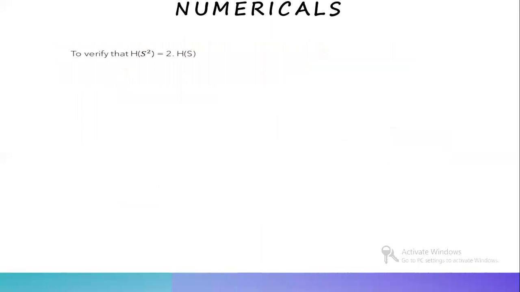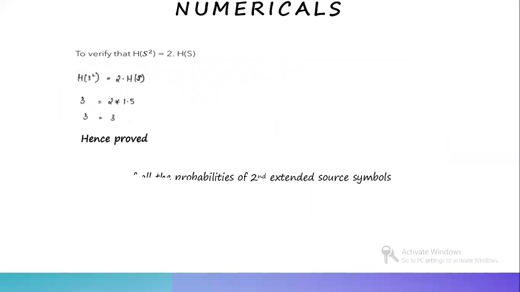So how do you prove it? H of S square equals 2 into H of S. We know the values of H of S square and H of S. So substituting those values, H of S square is 3 bits per symbol, H of S is 1.5 bits per symbol. Substituting and calculating, we get 3 equal to 3, hence proved. Note that the sum of the probabilities of the second extended source symbols must also be equal to 1. Remember this. The probabilities of all the symbols should always be equal to 1. This is one important thing.